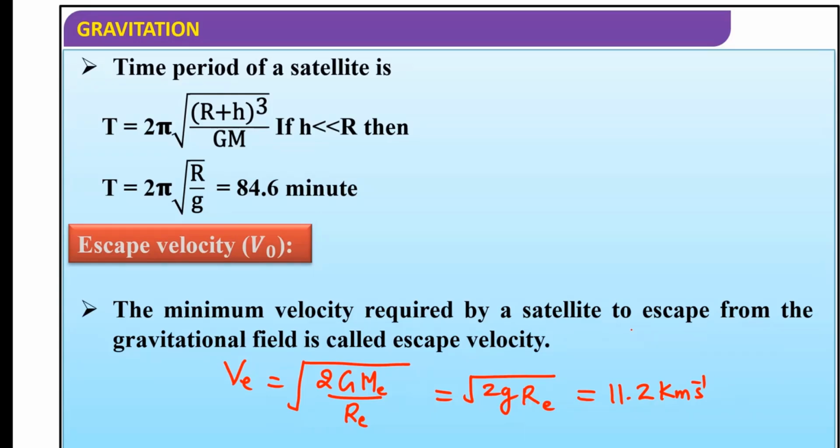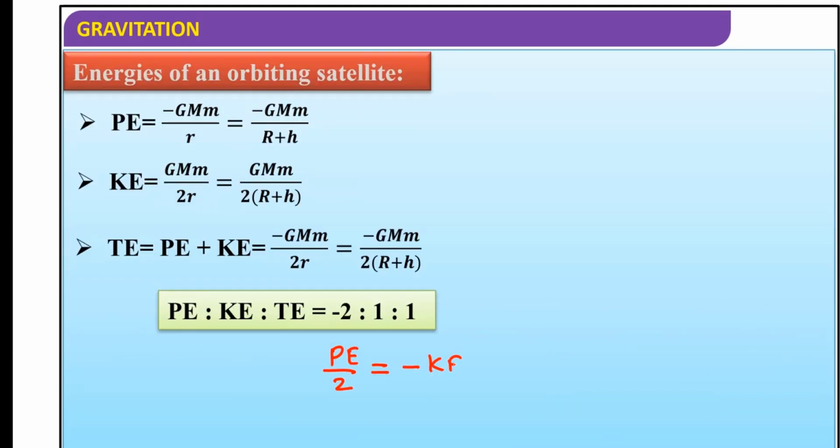Remember that escape speed doesn't depend on the mass of the object. Second thing, it doesn't depend on any angle of projection. Whatever the angle of projection is, the escape speed is going to be the same. It will not vary. I hope these points are clear to everyone. Negative of kinetic energy equals positive of total energy. Okay, this relation is again very important for MCQ purposes.